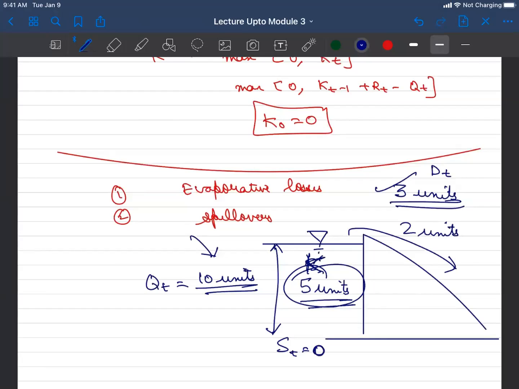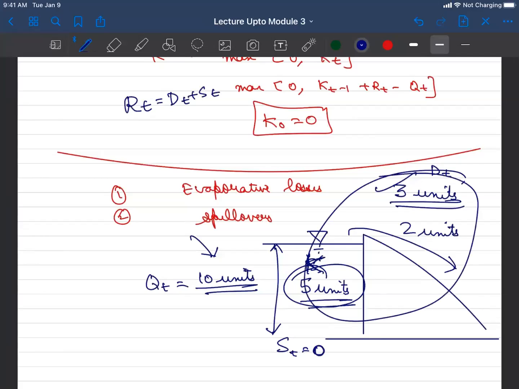So we will not forget this spillover. There would be two things: release always includes whatever we can meet as demand plus spillover. This is what is getting released from this reservoir, right? We want to meet the demands. We will ensure that at any time your release is greater than or equal to dt, which is the case, right? Because your storage cannot be negative.